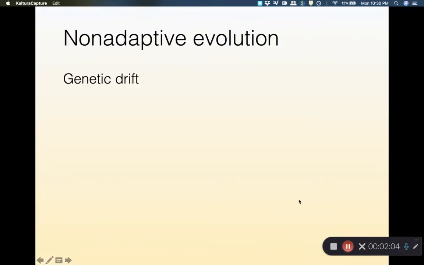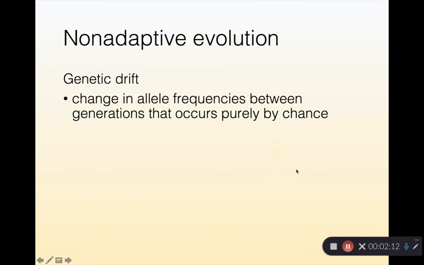The primary mechanism of non-adaptive evolution that we're going to be talking about is a concept called genetic drift. Essentially, a simple definition of genetic drift is the change in allele frequencies between generations that occurs purely by chance. And that's really the important part of this, that we're talking about the random parts of evolution now. Whereas before we were talking about adaptive evolution, which is non-random because it selects for a specific trait, now we're talking about changes that happen purely by chance.